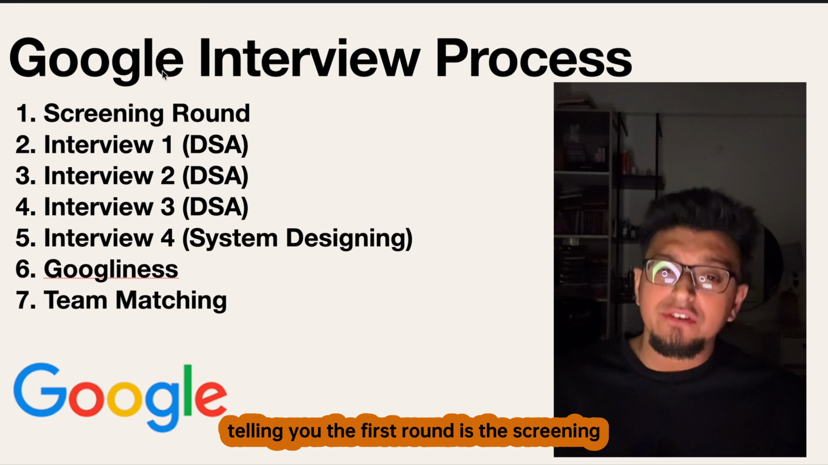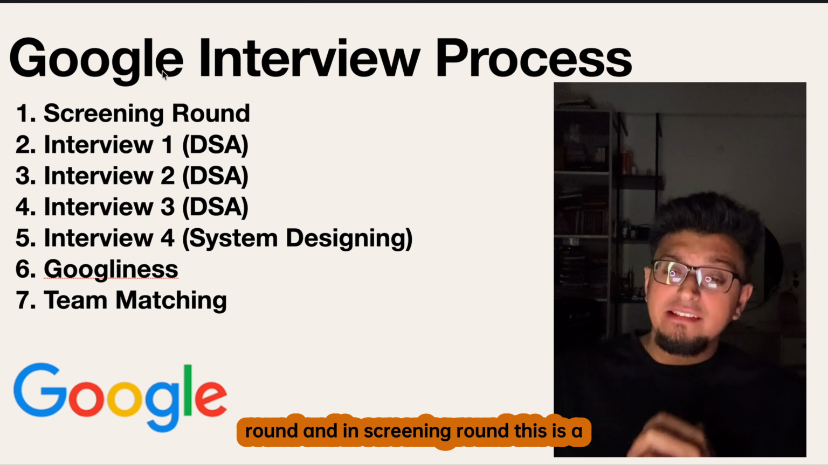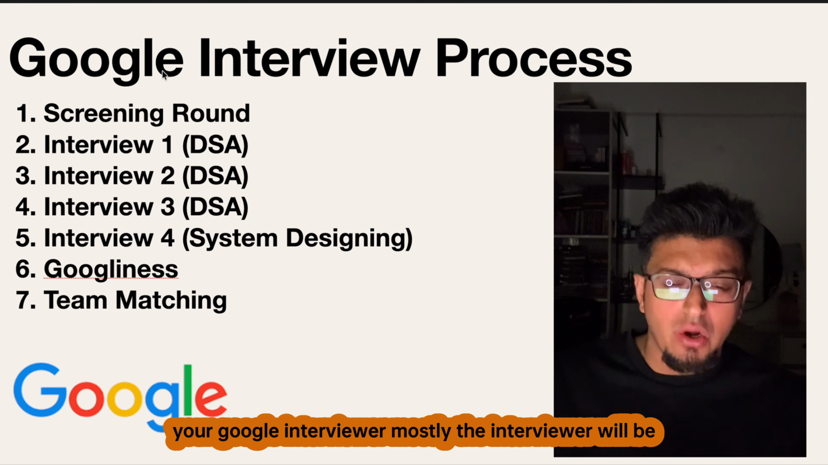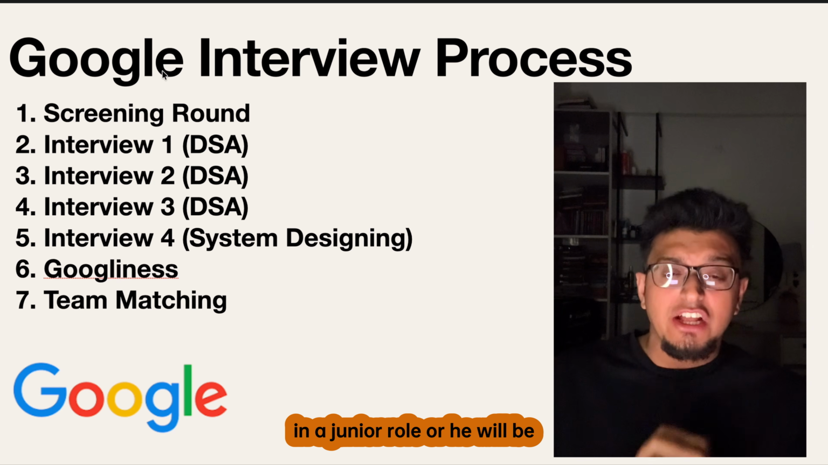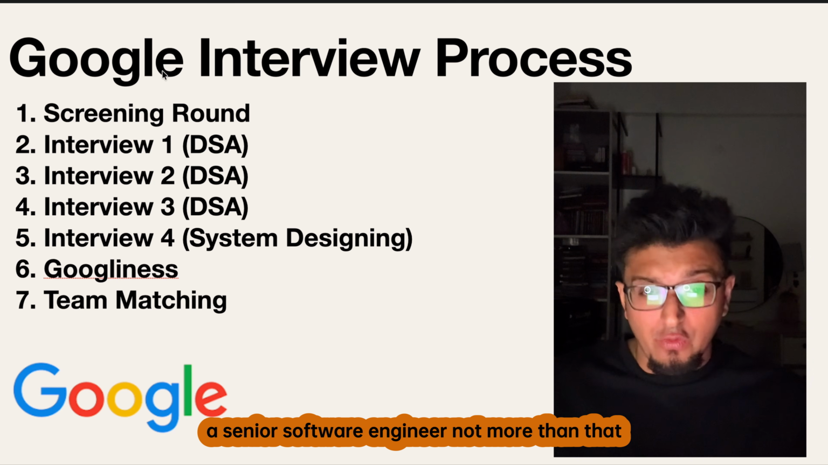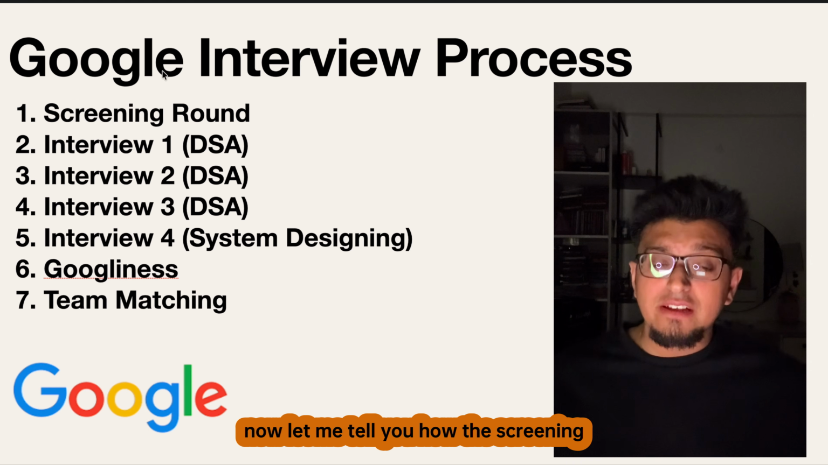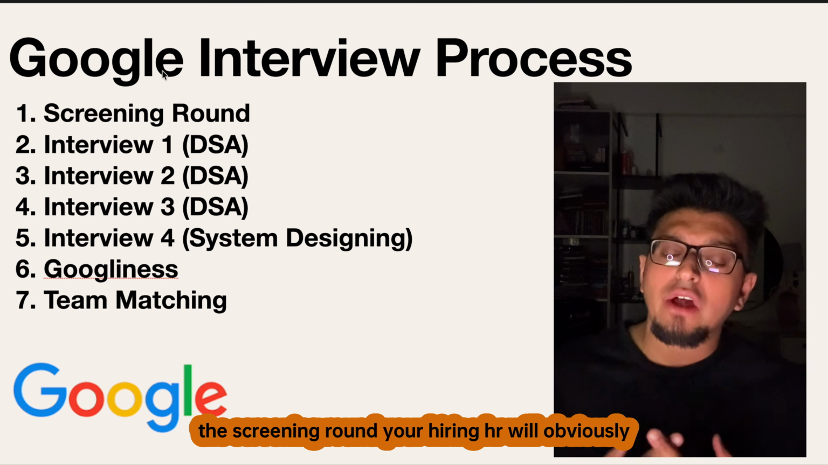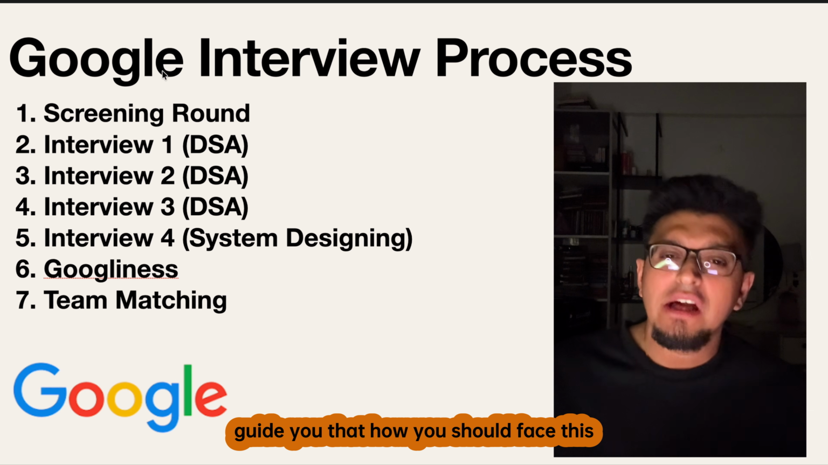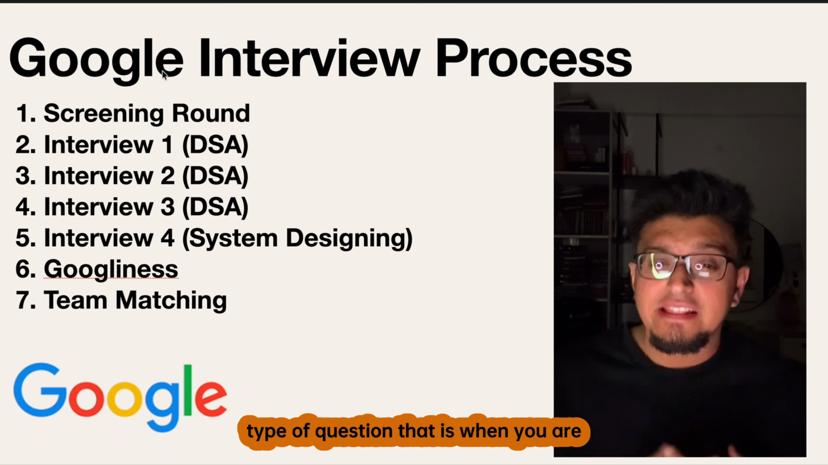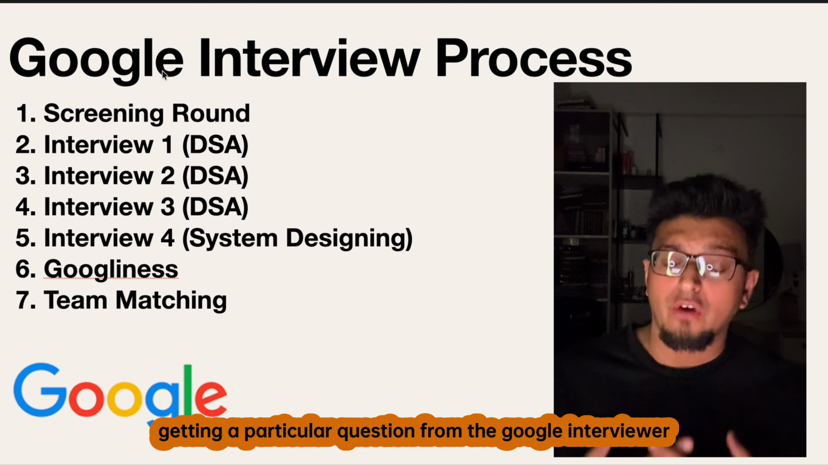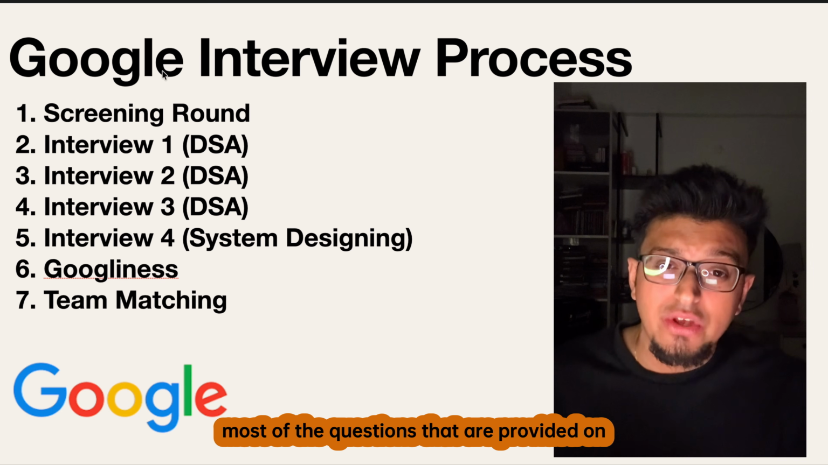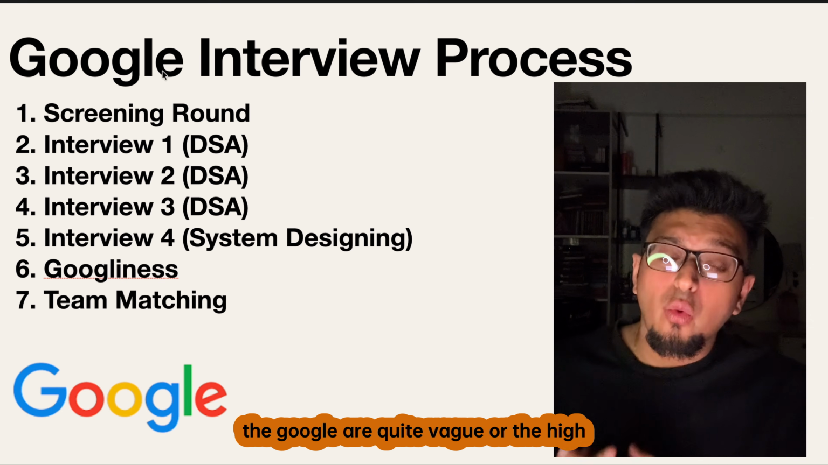So as I was telling you, the first round is the screening round. In the screening round, this is a one-to-one interview with one of your Google interviewers. Mostly the interviewer will be in a junior role or a senior software engineer, not more than that. Now let me tell you how the screening round actually takes place. Before appearing for the screening round, your hiring HR will guide you on how you should face this type of question. When you get a particular question from the Google interviewer, you should not jump into the solution, because most of the questions provided at Google are quite vague or high level.